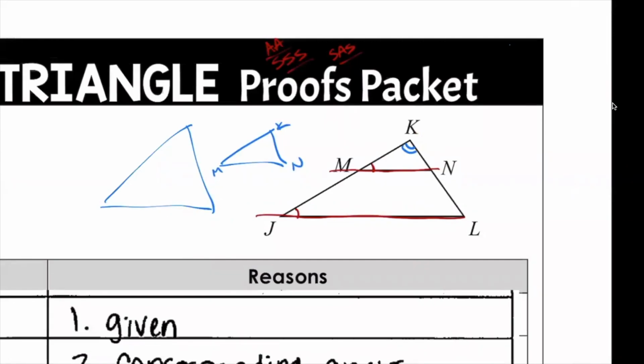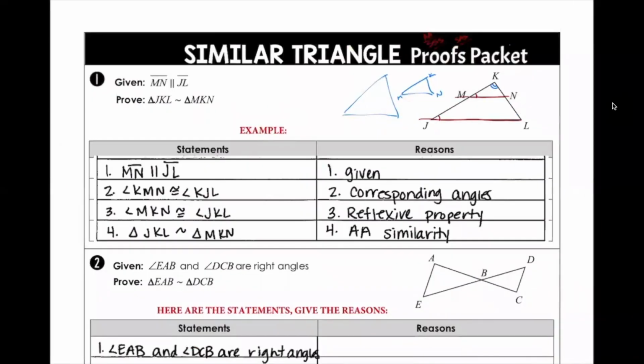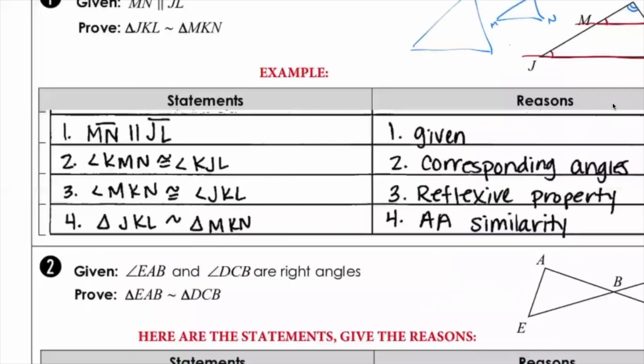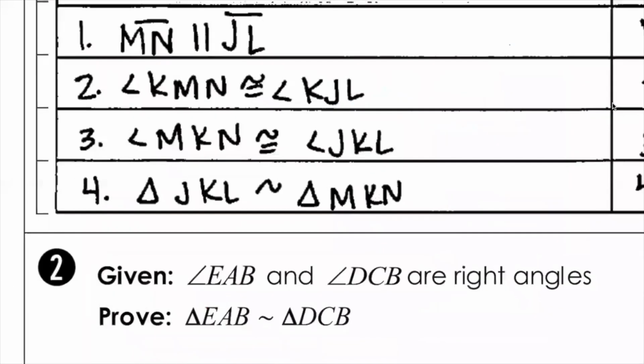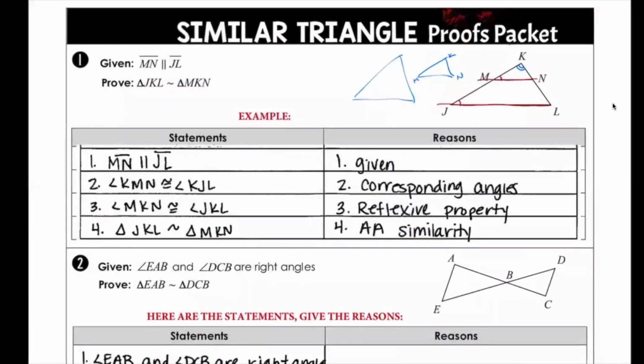And so now we have 2 angles that are congruent. So now the 2 angles of a true triangle are congruent. So we can say triangle JKL is similar to triangle MKN by AA similarity. Okay, I kind of went fast.